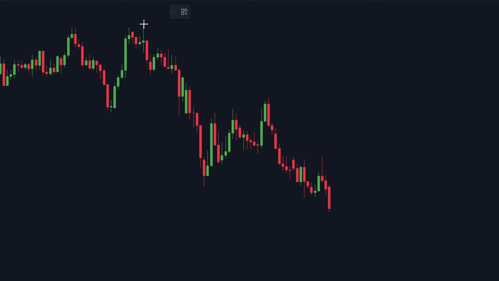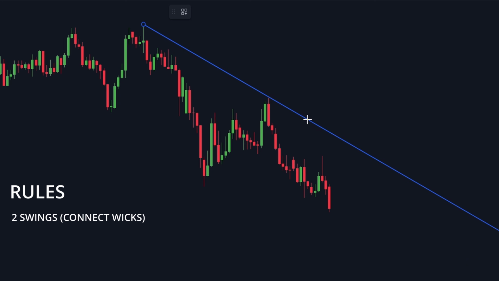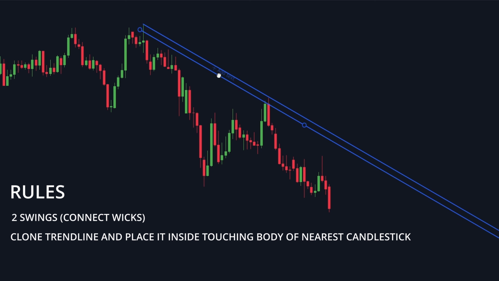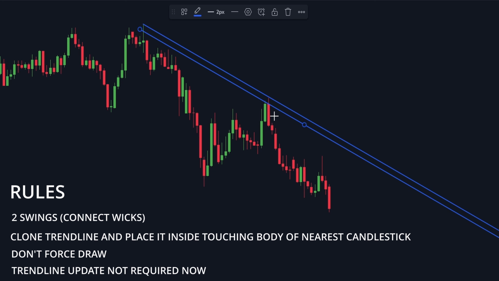So we'll start from the high, and this is our trend line. To draw an area, simply clone it and place it inside until you hit the body of the nearest candle. As you can see, the bodies here are far, but here you can see that the trend line hit the body. So this is our area of resistance, or this is our trend line area. I'm not forcing any trend line here. These two highs are quite visible, and let's see if we have to update it in the future or not.